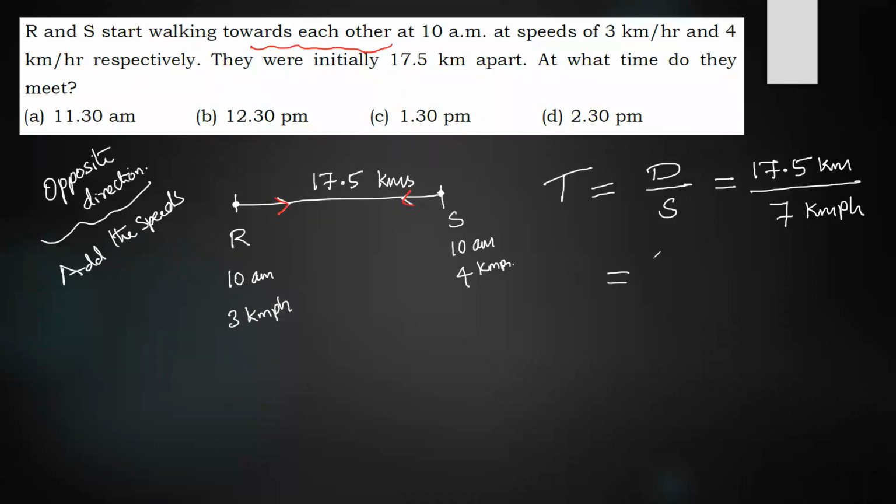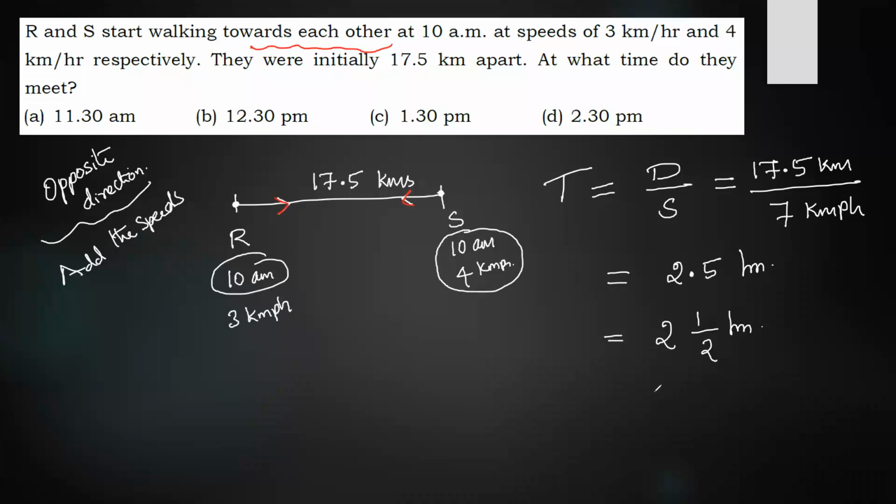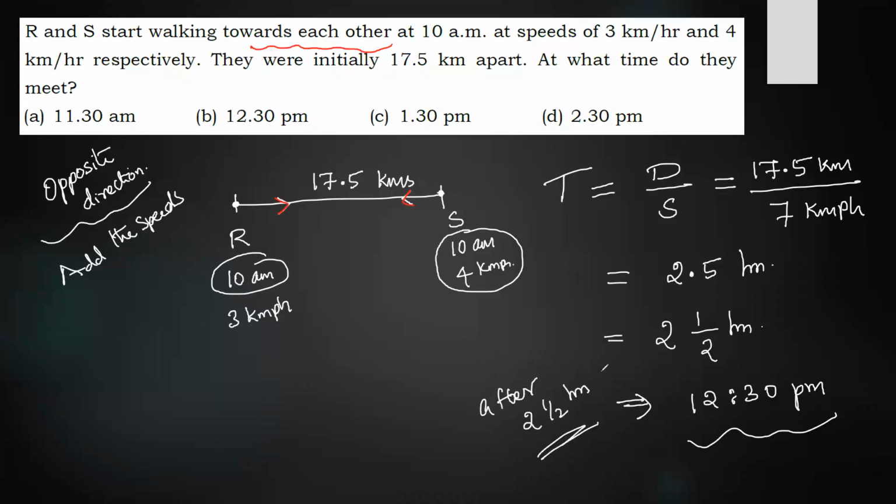So 17.5 divided by 7, we get 2.5 hours. They started at 10 a.m., both R and S. So after 2.5 hours, it is nothing but 12:30 p.m. Is it clear? After 2.5 hours. Any doubt?